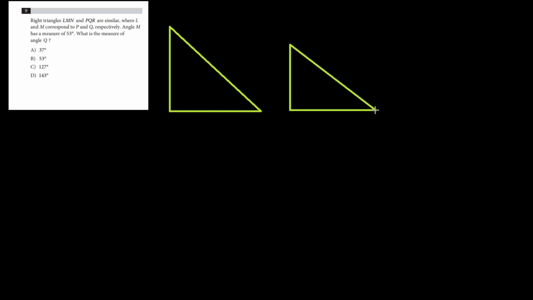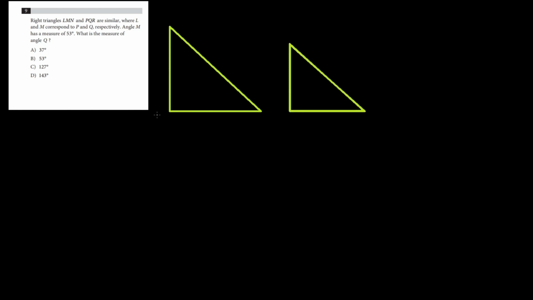Okay, so number 9, we have right triangles LMN and PQR, which are similar, and L and M correspond to P and Q respectively. And we know that angle M has a measure of 53 degrees. We want to know the measure of angle Q. Okay, so let's go ahead and draw these. We have, this will be our first triangle, LMN, and then our second one PQR will be similar. So that just means that it has the exact same shape, but just a different size.